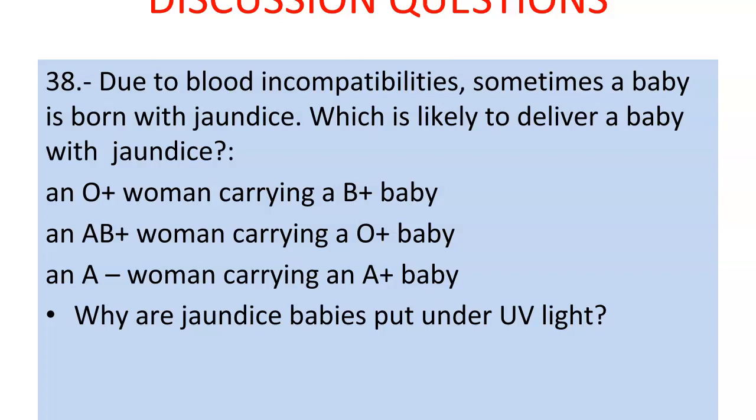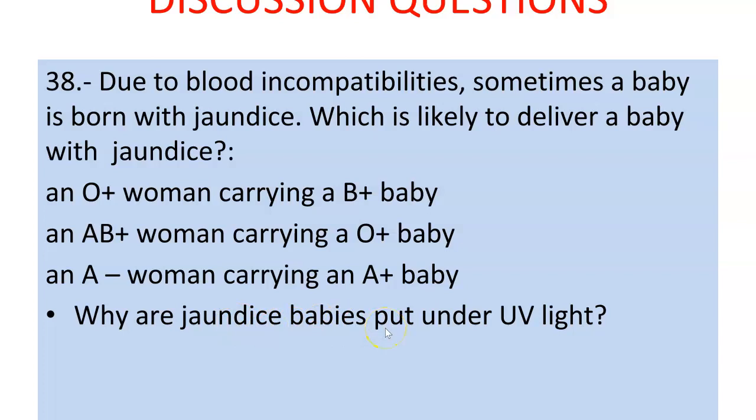Due to blood incompatibility, sometimes a baby is born with jaundice. Which is likely to deliver a baby with jaundice? An O-positive woman carrying a B-positive baby. An O-positive woman will have anti-B antibodies in her blood, so that could possibly result in a jaundiced baby. An AB-positive woman carrying an O-positive baby should not harm the baby because the AB-positive woman does not make any antibodies. An A-negative woman carrying an A-positive baby: the woman does not carry any specific antibodies against the A antigen. However, because she's Rh negative, being exposed to Rh positive blood would cause the production of anti-D antibodies that could potentially harm the baby.